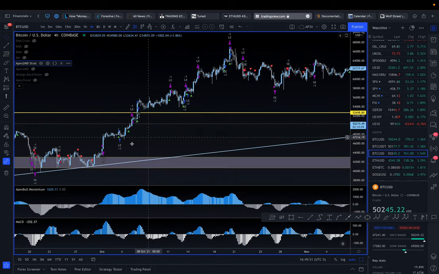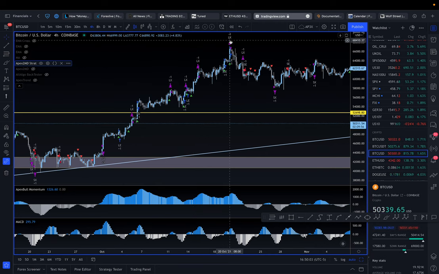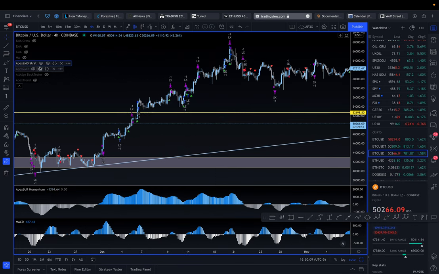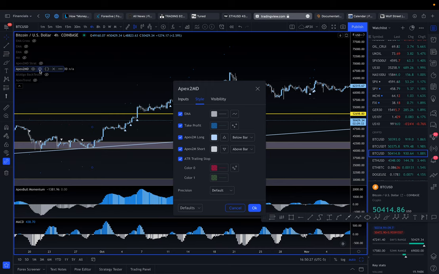So you can see this is when it says it exited, took profit. Long entered here, took profit here, long entered here, took profit here, et cetera. So you can use the strategy or you can use the Apex indicator, which will give you the same indications. It can just give you clear buy signals. Both the indicators and the strategy come with default settings built for the 4-hour time frame.